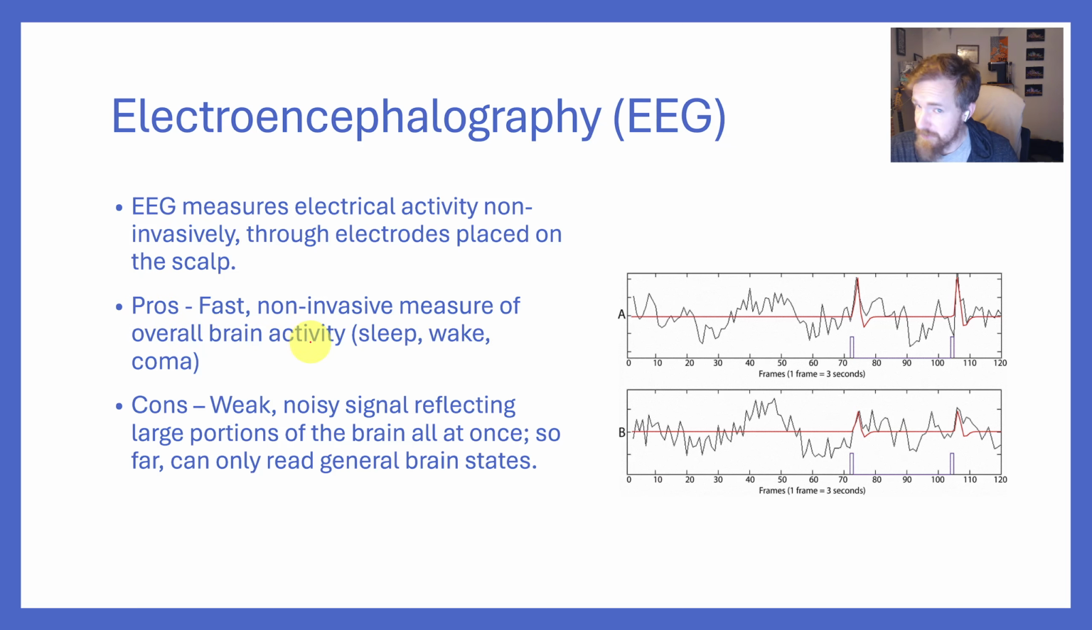EEG is really fast. It gets its signal almost instantaneously, which is really nice if you're looking for really quick, fast cognition. So if you're looking at decision making, for example, you might want to go with the EEG because a lot of decisions are made in the blink of an eye, right?